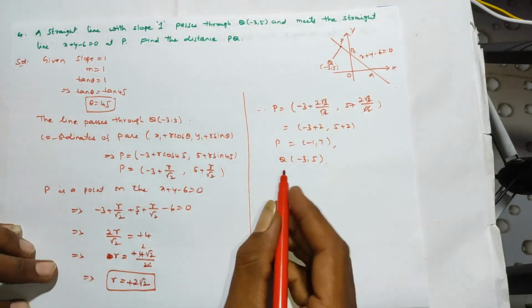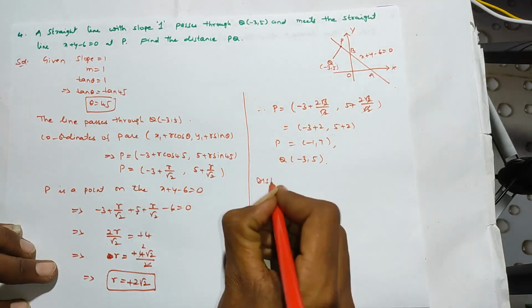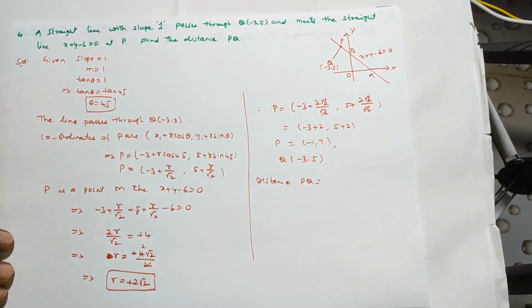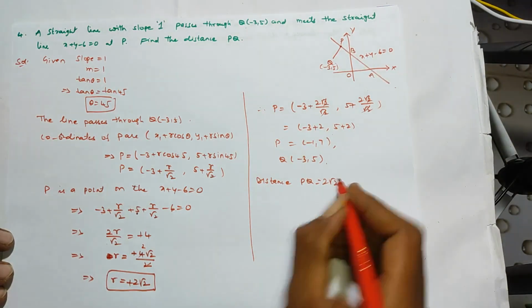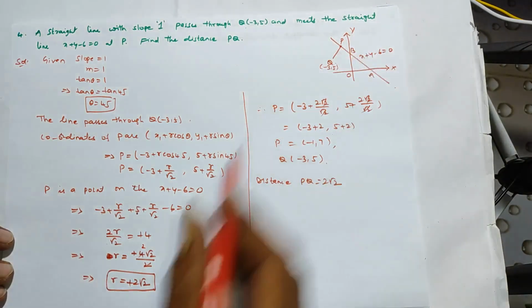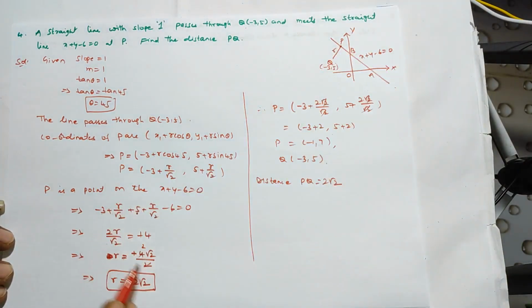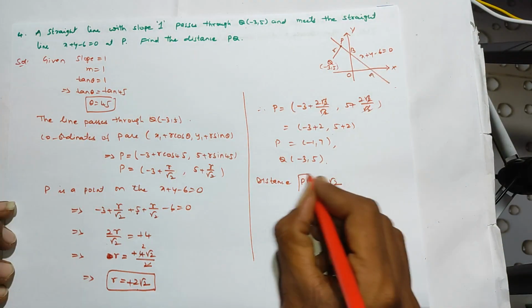Then the PQ distance is, distance PQ is equal to 2 root 2, right? This distance is the r value. So the PQ distance is 2 root 2. Clear?